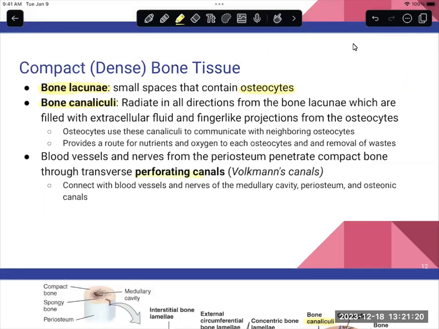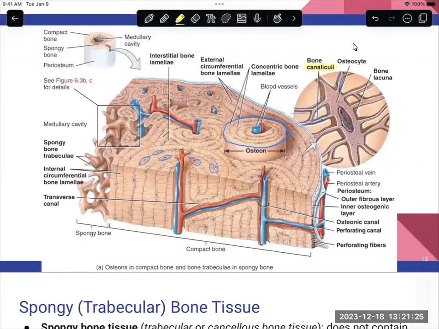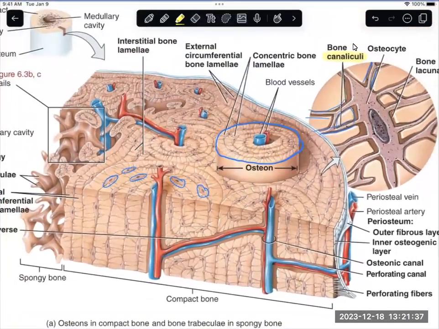We also have perforating canals. So with these perforating canals, we've got, trying to find it, this central canal that is found in the middle of every single osteon. Every osteon is going to have one of these central canals.